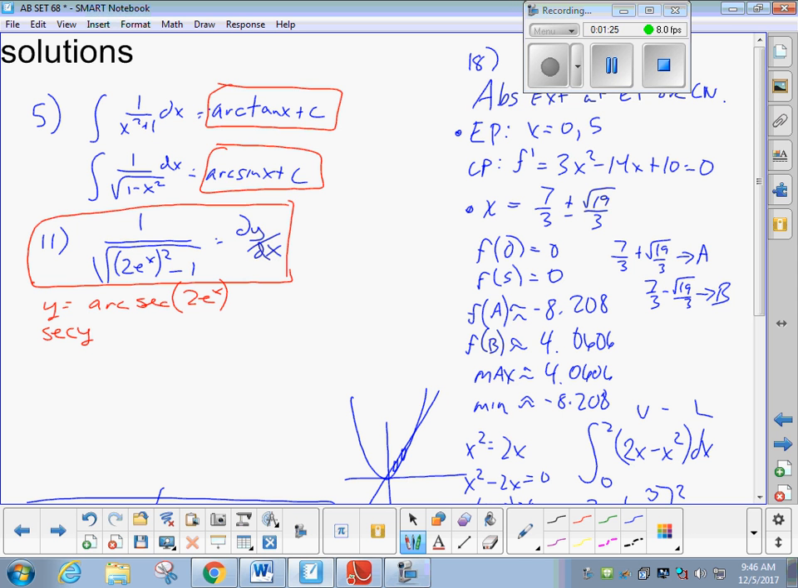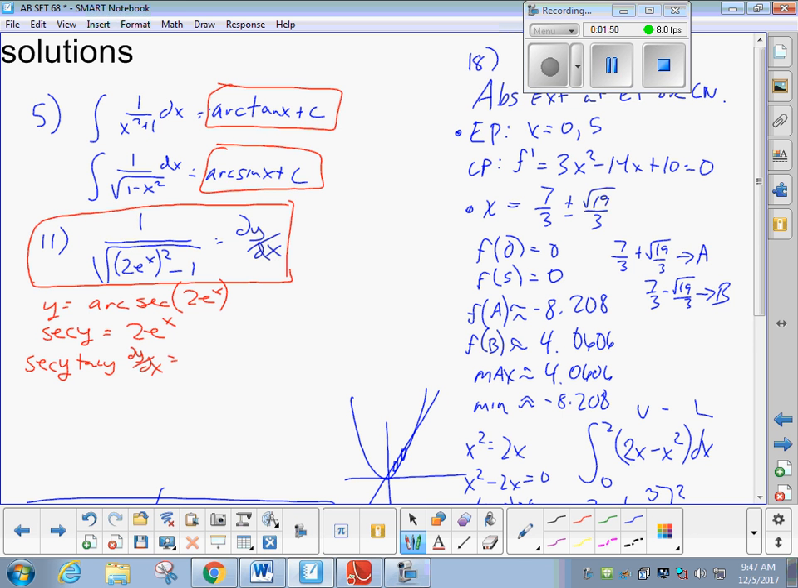You rewrite it in terms of secant. Now that makes an implicit equation where y is implied, but at least it makes it so we can take the derivative of. Now we differentiate with respect to x. What's the derivative of secant y with respect to x? Secant y tangent y, and then by implicit differentiation, dy dx, right?